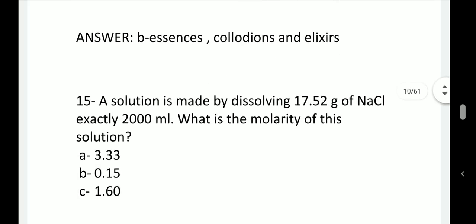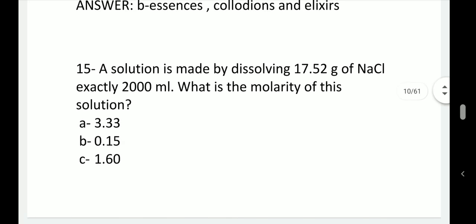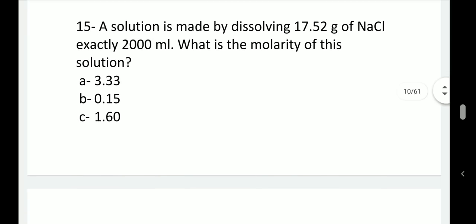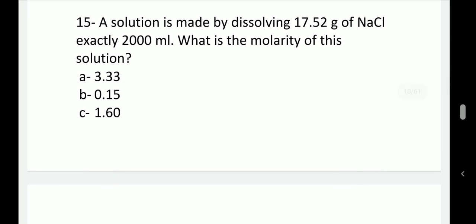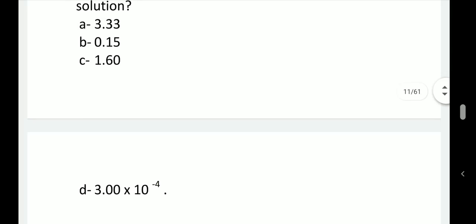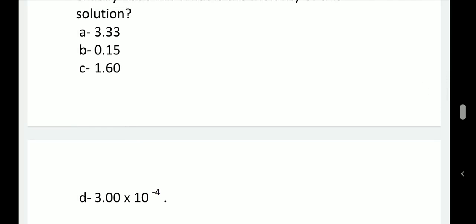Question number 15. A solution is made by dissolving 17.52 gram of NaCl to exactly 2000 ml. What is the molarity of this solution? Option A 3.33, option B 0.15, option C 1.60 and option D 3.00 into 10 raised to minus 4.